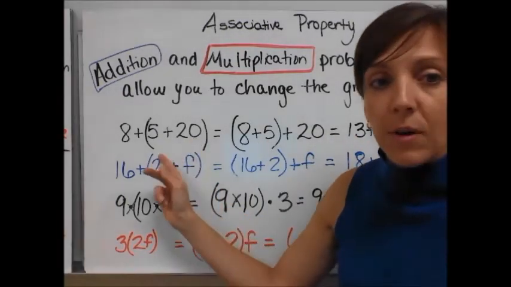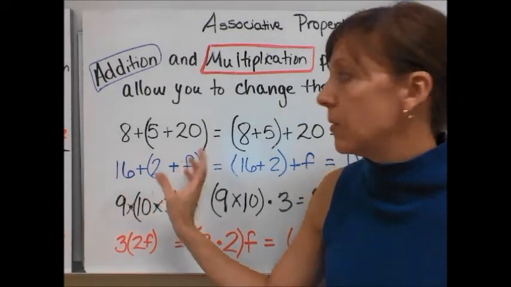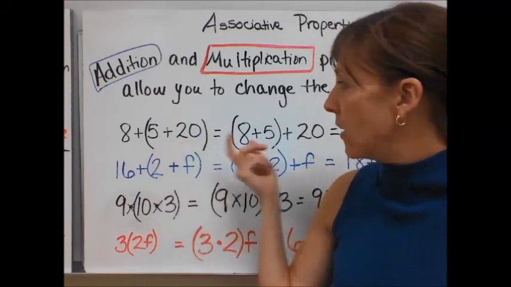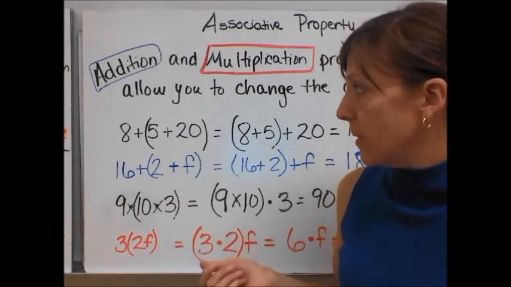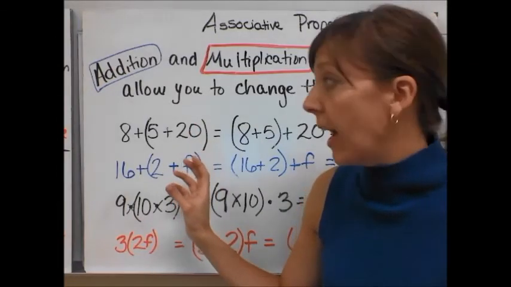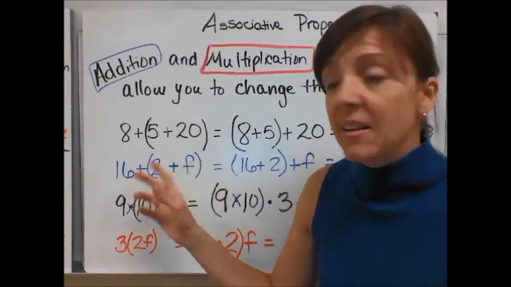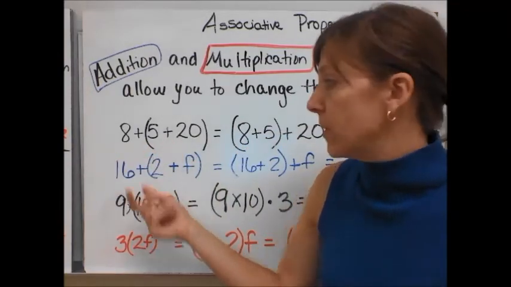In this case, I'd get 25, and 25 plus 8 is also 33. So the answer is the same, no matter what grouping I add first. My answer is going to come out to be the same thing. But sometimes making these groupings makes it easier for you to add. Maybe two numbers are simpler in your head to add than another group of two numbers.